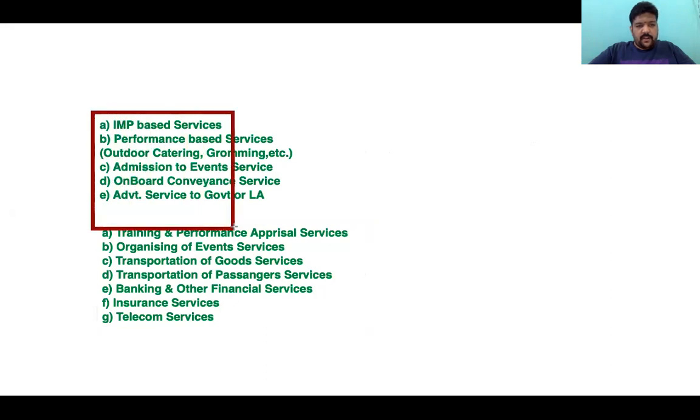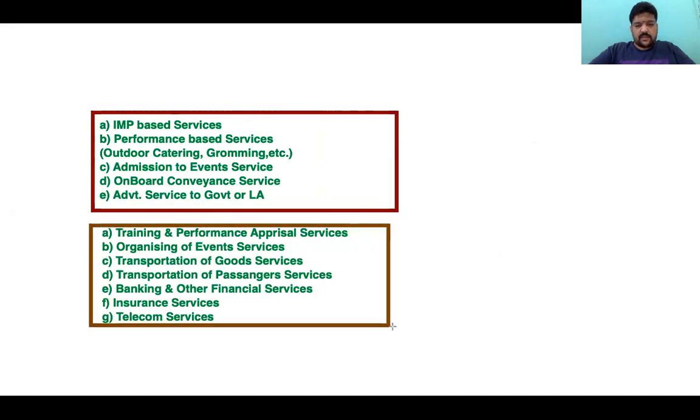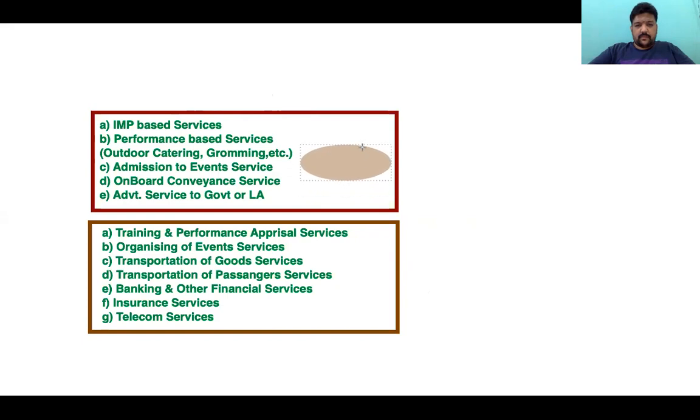You can see, this is one particular list of services. You can call this a separate list. Again, this is another list of services. Both lists of services are specified services. These are all services which are specified in the law. But the only difference is this is a separate list of services and this is a separate list of services. For example, you can call this list 1, and you can of course call this list 2.